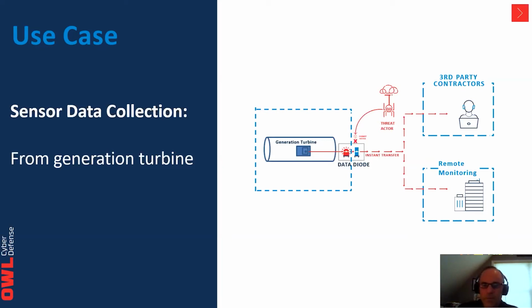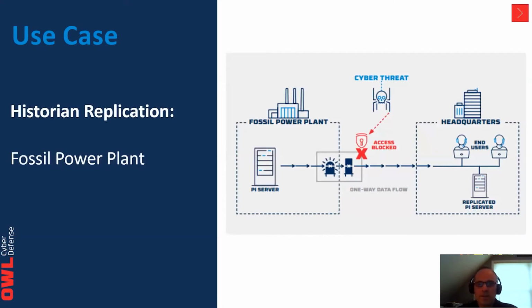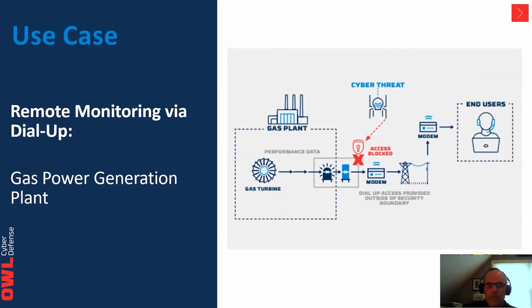Okay. All right. Moving on to the next case. This is a story of application. So I've got a fossil-powered power plant. I've got my Pi server on the inside. I've got end users out at HQ. They want access to that historian. And obviously this can be any historian. It really doesn't matter. This one comes up as a use case that we see very frequently, where you need to get that historian information out of the plant and get it replicated.